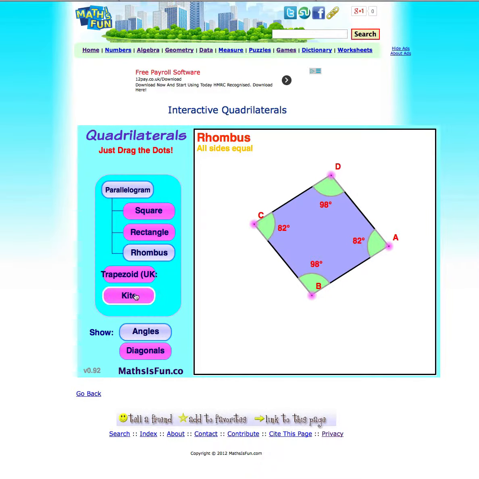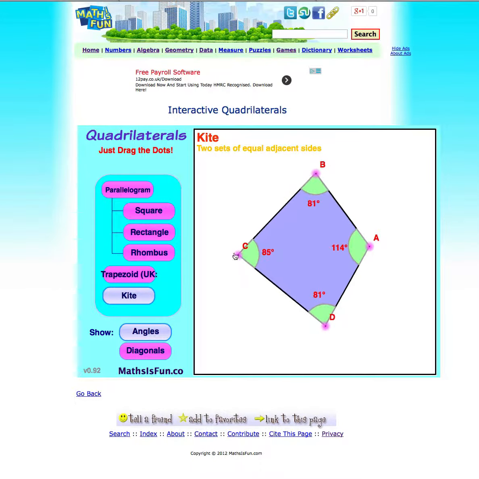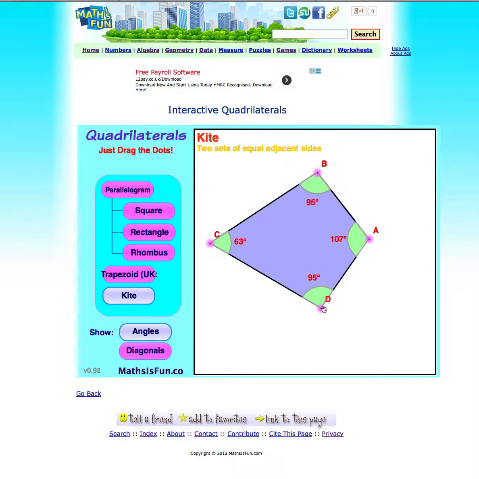A kite looks like this. Two equal shorter sides and two equal longer sides. The equal sides are not opposite each other but adjacent to each other. And you can see that one of the pairs of opposite angles are equal, in this case at B and D, but not the other pair.